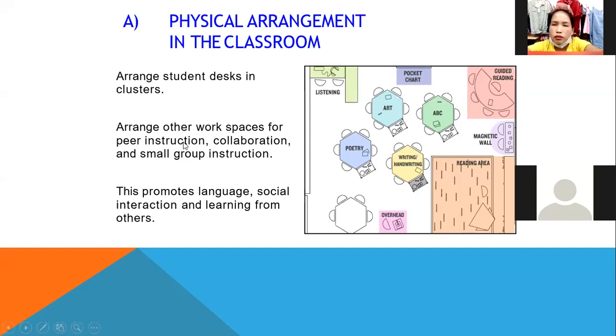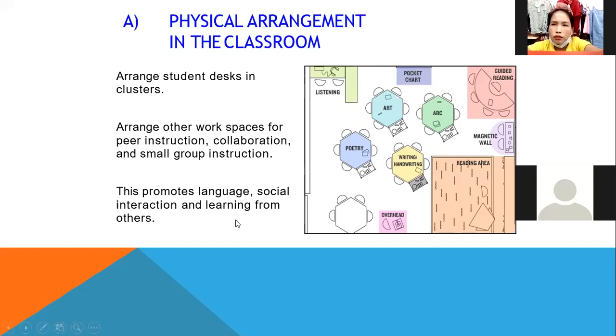Then, arrange other workspaces for peer instruction, collaboration, and small group instruction. The spaces should be arranged so the children can collaborate and work in groups. That should be your arrangement. At the same time, this promotes language, social interaction, and learning from others.